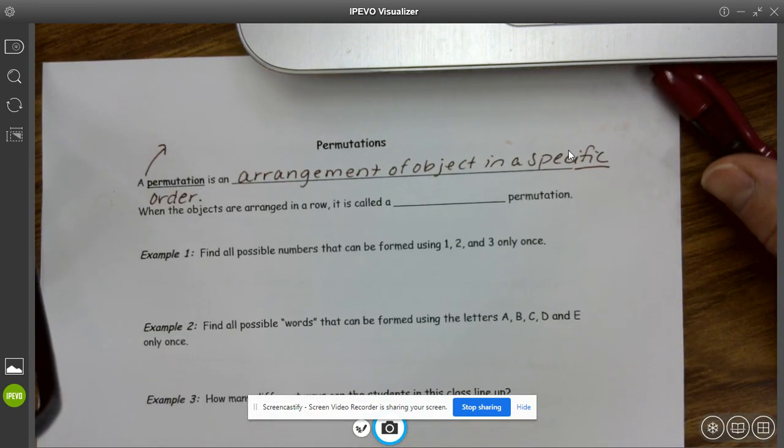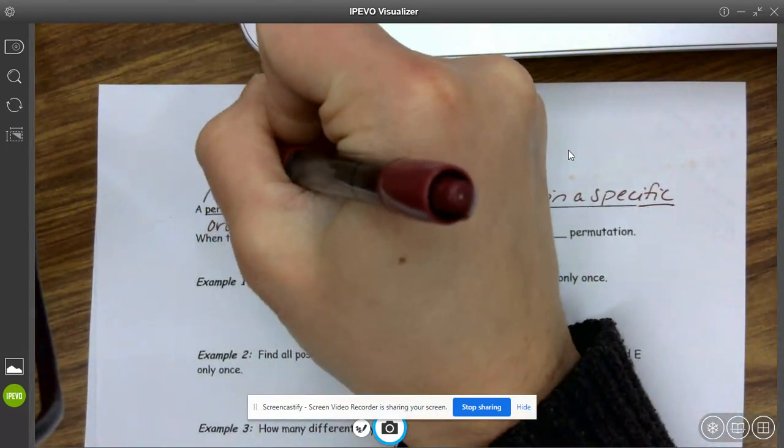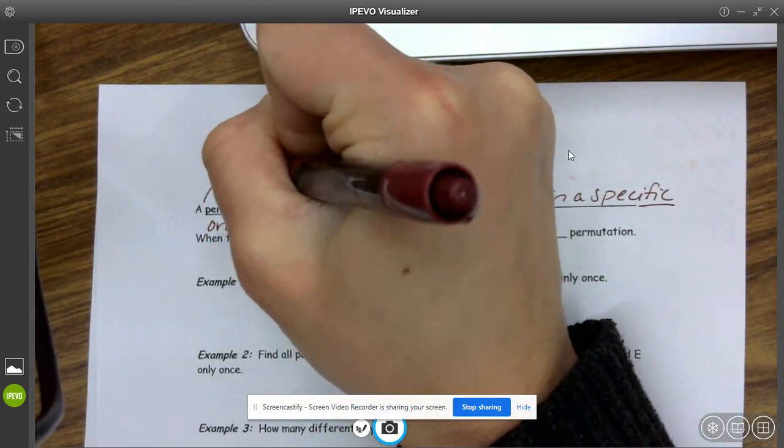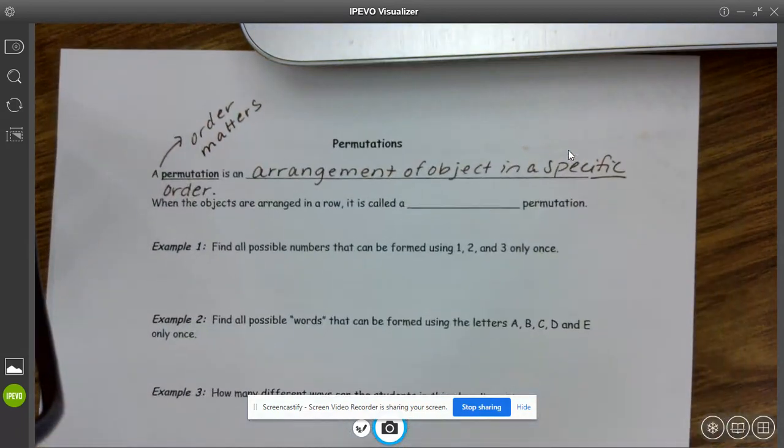Okay. We are in permutations. It's day 2 of probability. A permutation is an arrangement of objects in a specific order. So order matters, because we're going to have a time where order does not matter.